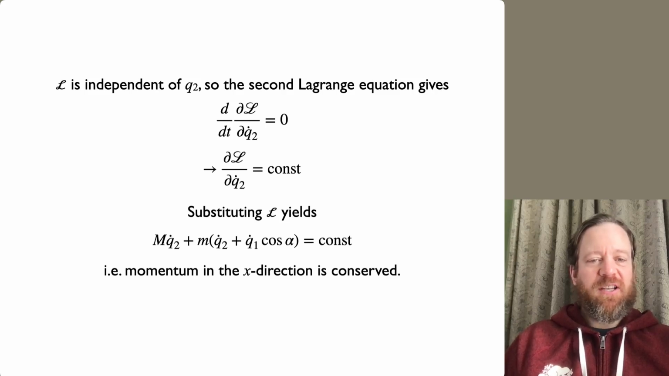Okay, so let's take a look at our other generalized coordinate. That's generalized coordinate Q1. That's measuring the distance of the block from the top of the wedge. Before we do that, let's label this equation here as equation star, because we're going to need that as we're going along.